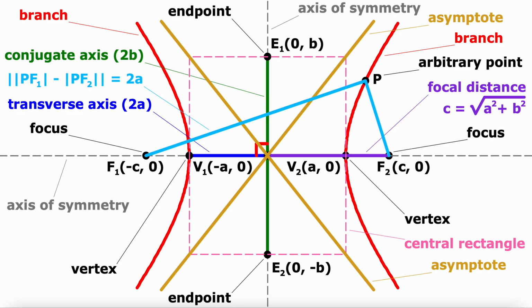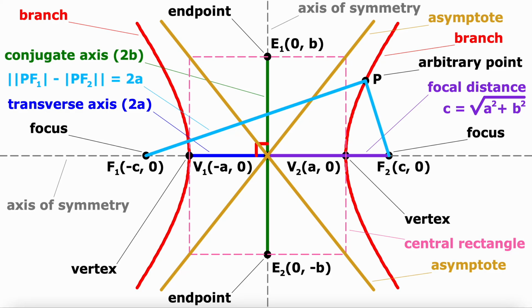The longer the transverse axis is compared to the conjugate axis, the narrower the opening of the two branches of the hyperbola. Conversely, the shorter the transverse axis is compared to the conjugate axis, the wider the opening of the two branches of the hyperbola, and the straighter the two branches. If the transverse axis and the conjugate axis are equal in length, the hyperbola becomes a rectangular hyperbola, and its two asymptotes are perpendicular.